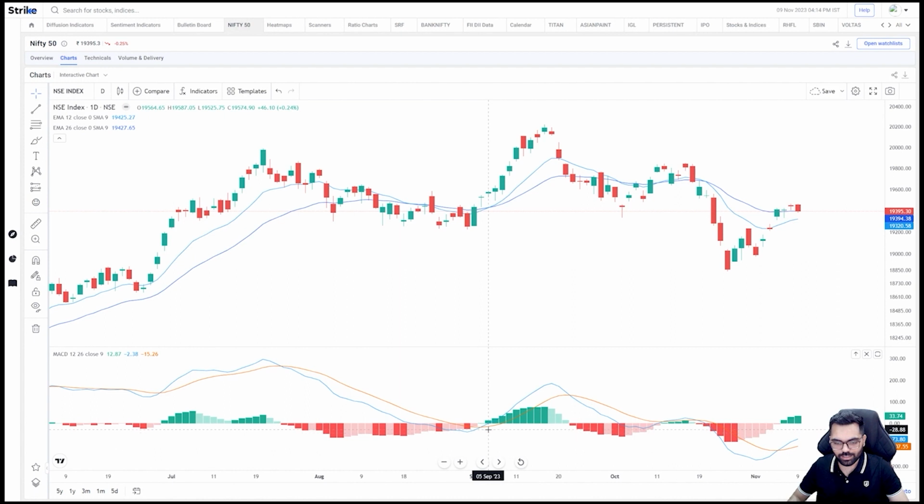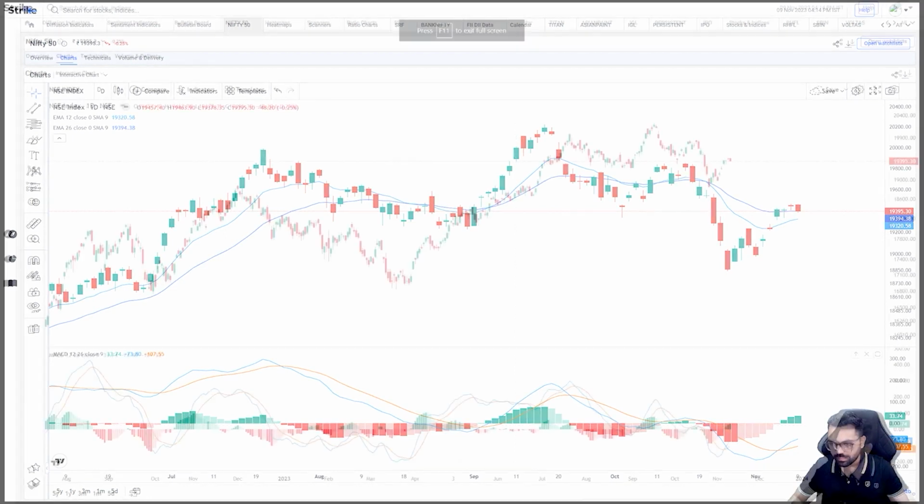And the last thing is the histogram, which you can see here in green and red color. It is nothing but the difference between the MACD line and the signal line. A positive number on the histogram is telling us that the MACD line is above the signal line, and the red bar tells us that the MACD line is below the signal line. It is more like a pulse of the MACD.